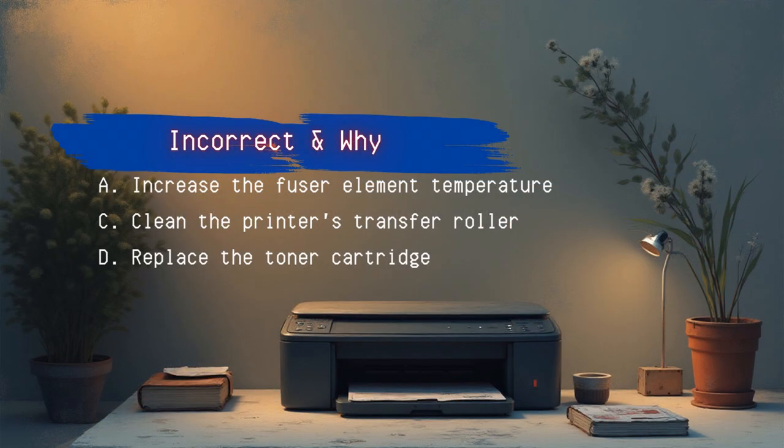Incorrect answers: A. Increase the fuser element temperature. You usually can't manually change the temperature directly. It's controlled by the paper type setting. Also, overheating could damage the paper or the printer. C. Clean the printer's transfer roller. Now, a dirty transfer roller could cause issues, but the problem only occurs on thick cardstock, suggesting it's not a transfer roller issue. D. Replace the toner cartridge. The toner works fine on regular paper, so the cartridge is not the issue.